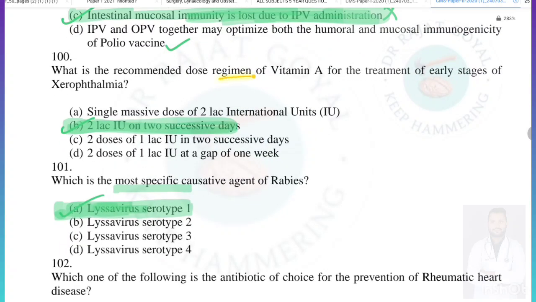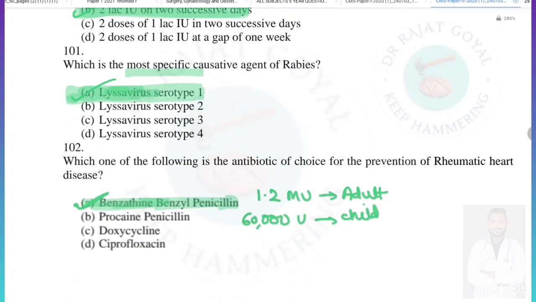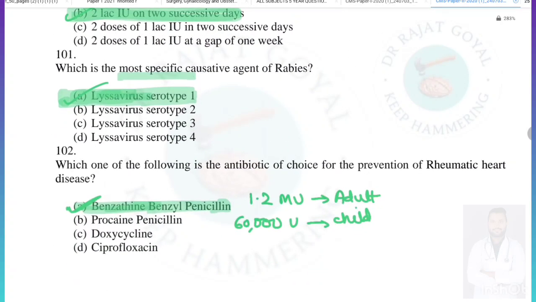What is the recommended dose regimen of the vitamin A for treating early xerophthalmia? So it is 2 lakh international units on 2 successive days. So answer will be B. Which of the following is the most specific causative agent of rabies? So this is a direct question. It is a Lyssavirus serotype 1. So serotype 1 is most commonly involved in the rabies.